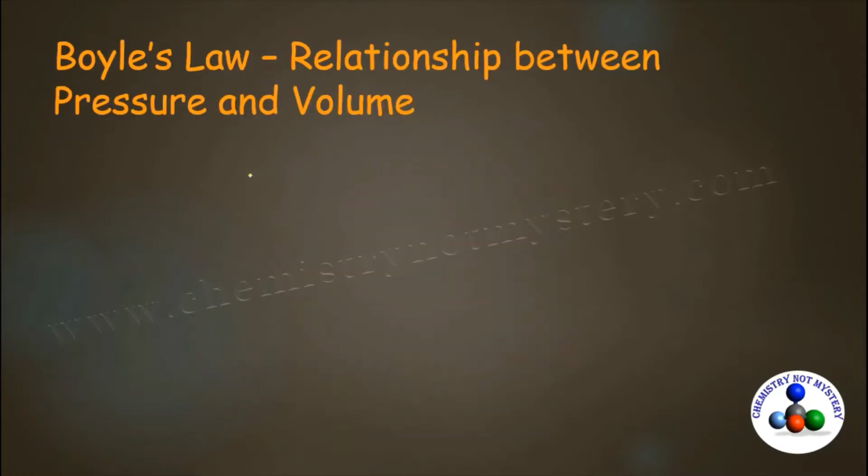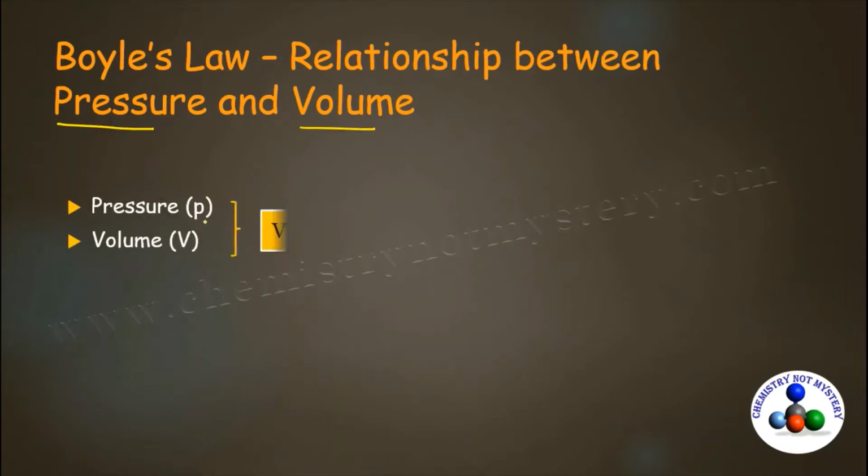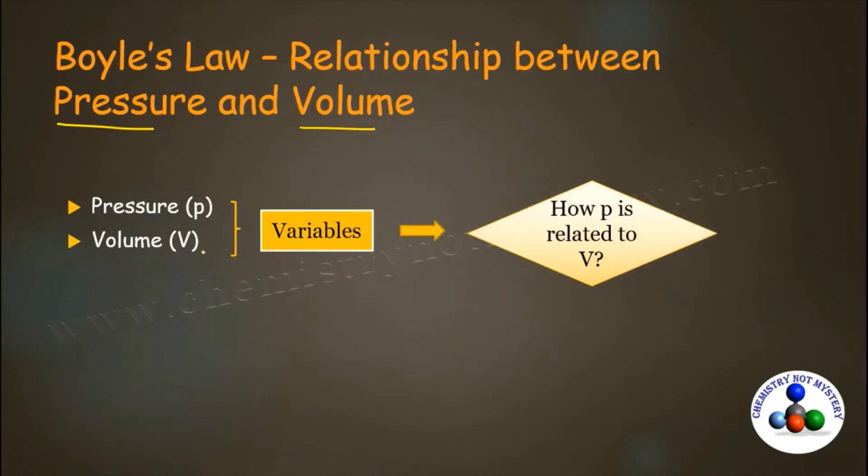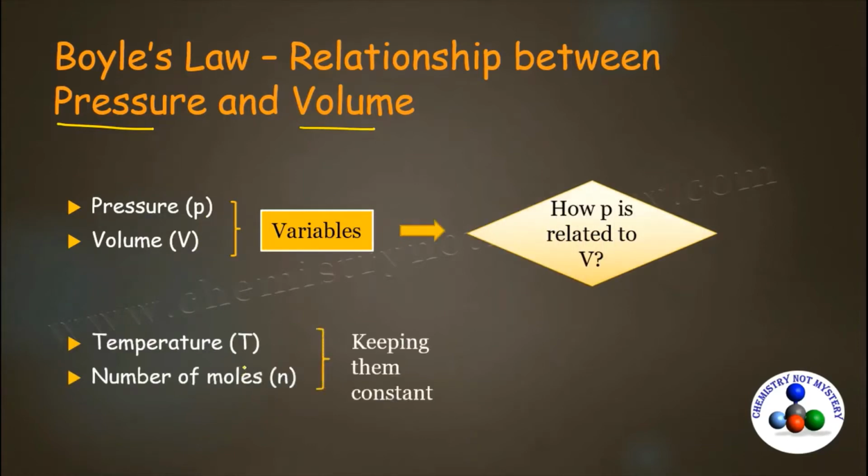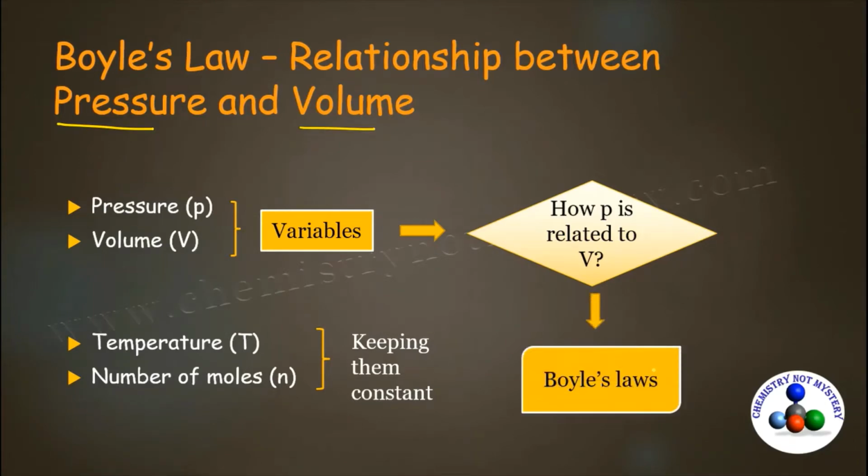Boyle's law gives the relationship between pressure and volume. If we want to establish a relation between pressure and volume, we have to keep the other two variables constant, that is temperature and number of moles. This law was derived by Robert Boyle.